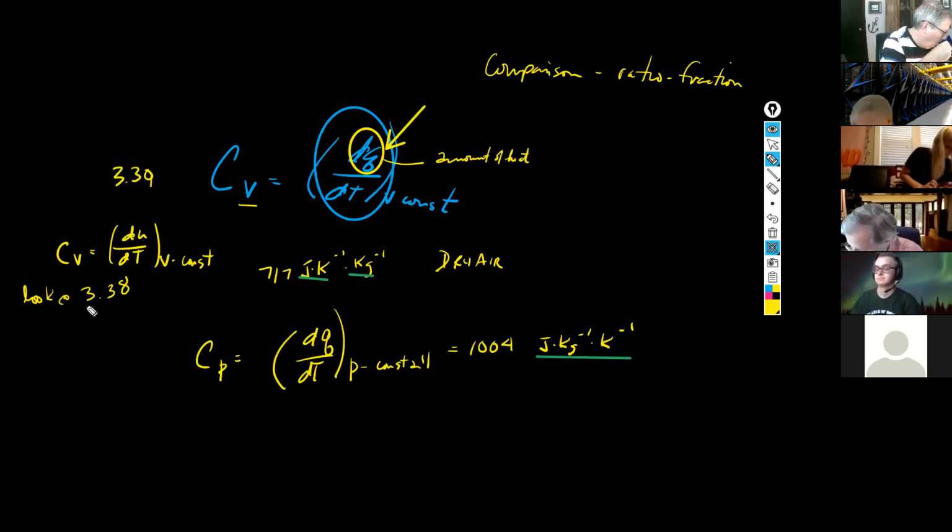dq equals du plus p d alpha. Okay, that's the first law, right? That's the first law. Since alpha is a volume, and we're saying the volume stays the same, that second term goes away. So we're saying dq and du are the same.